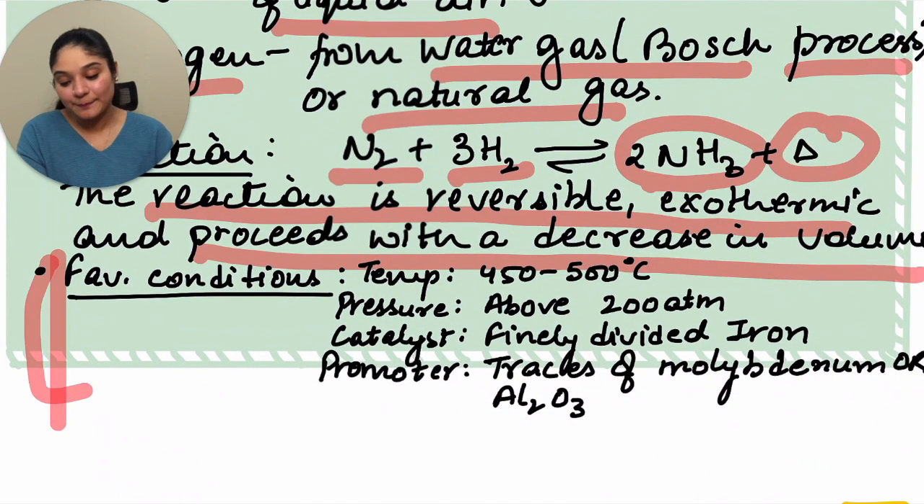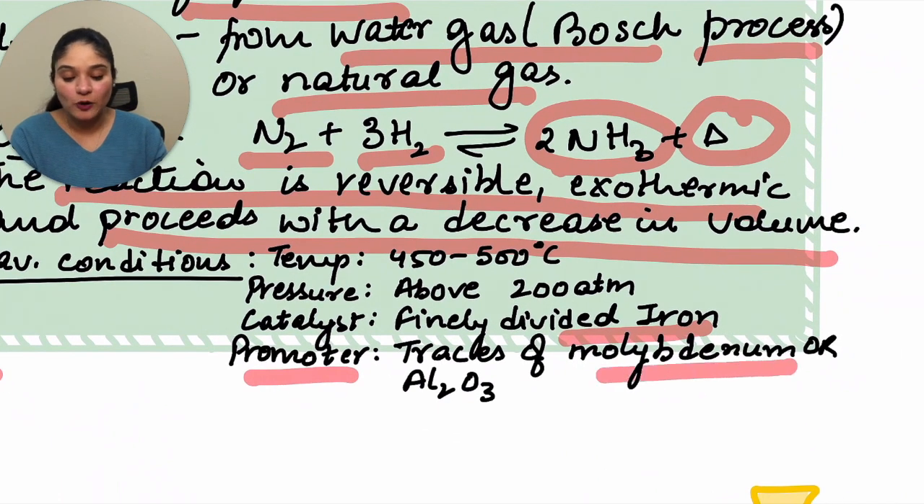Temperature is 450 to 500 degrees Celsius. Pressure is above 200 atm. Catalyst is finely divided iron. Promoter is traces of molybdenum or aluminium oxide.